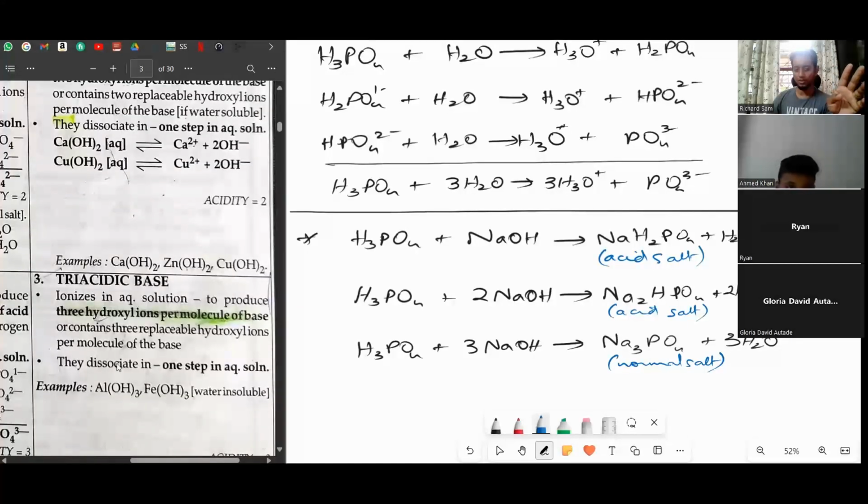And a triacidic base also, Al(OH)3, it will dissociate to form what? Al3+ and 3OH-. The thing is, how many steps it takes to dissociate. So for all bases, they all dissociate in 1 step. For acids, they dissociate based on the number of hydrogen ions.